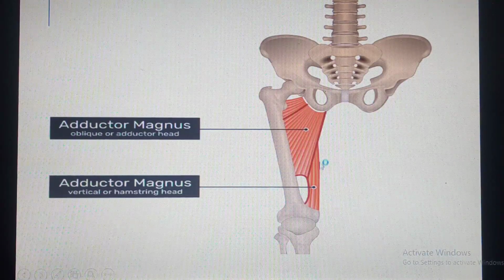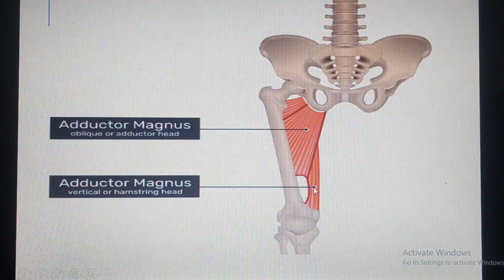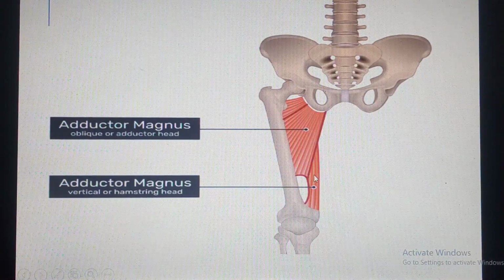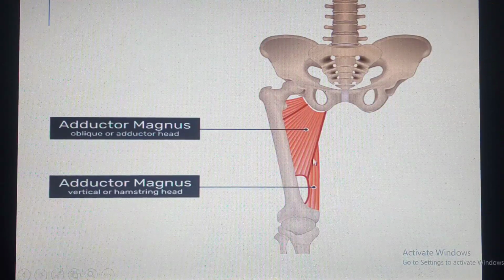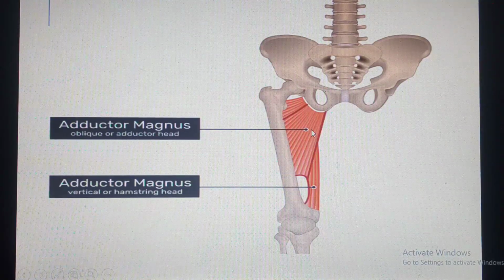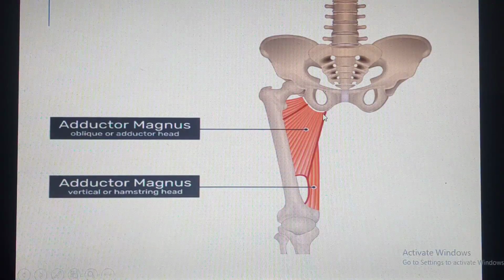Now for the vertical head, the one which runs vertically, because of its relation with the hamstring group of muscles, which are located in the posterior compartment of the thigh, which I'm going to get to, it can also be referred to as the hamstring head. So this one will originate from the ischial tuberosity. We can't appreciate it so much here, but it originates from the ischial tuberosity.